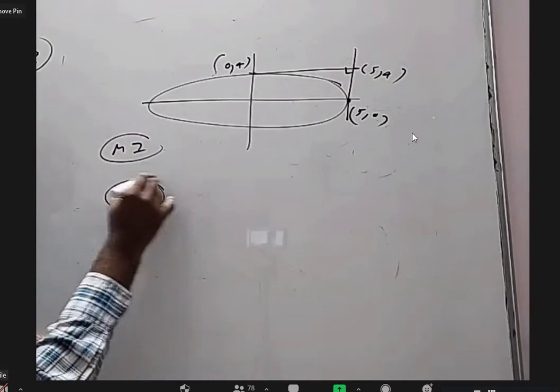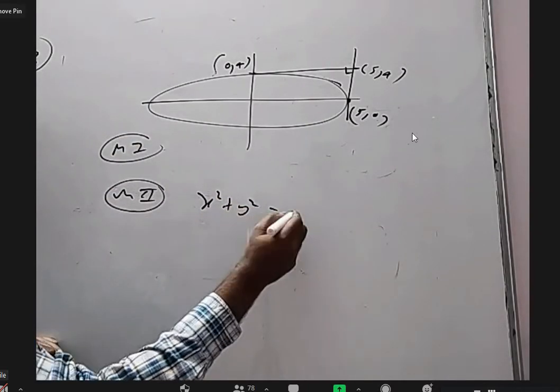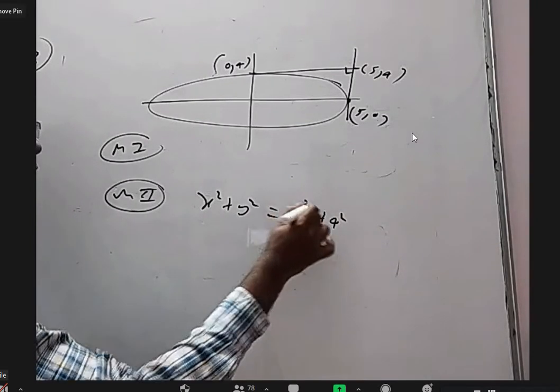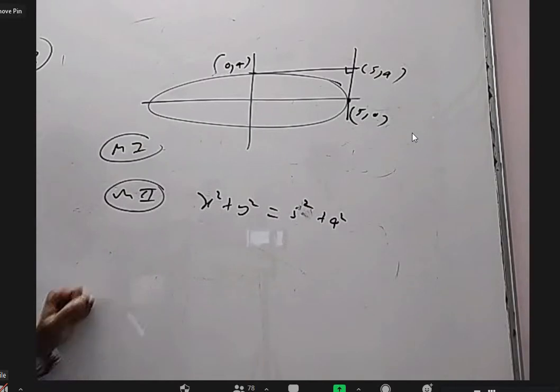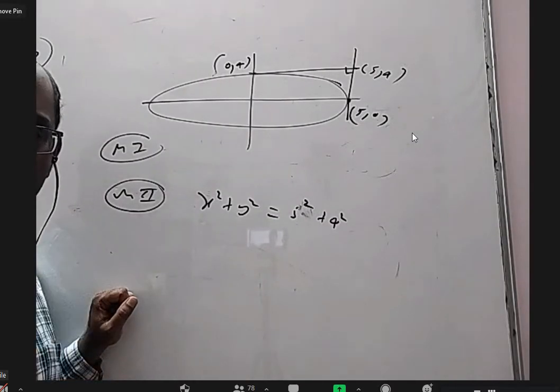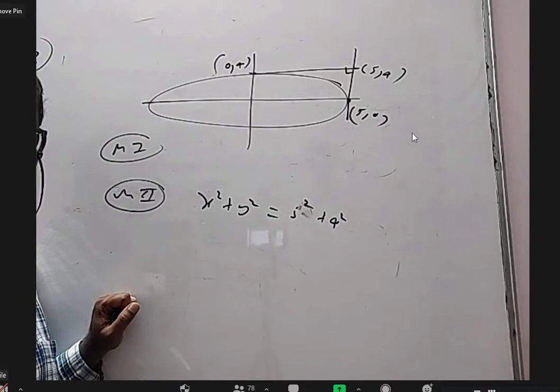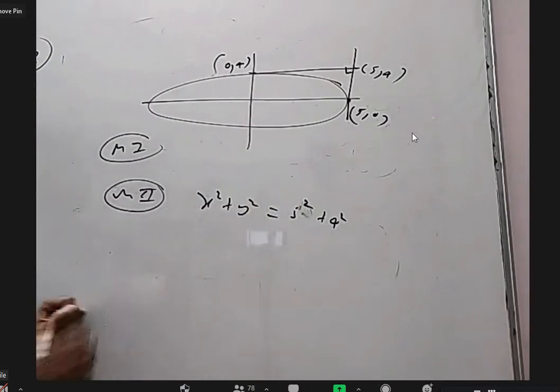Method 2, you can also see it is satisfying x square plus y square equal to 5 square plus 4 square, the director circle. From an external point, if you are drawing two tangents and they are perpendicular, the locus of that point is the director circle. The formula is x square plus y square equal to a square plus b square, right? It is satisfying that also.